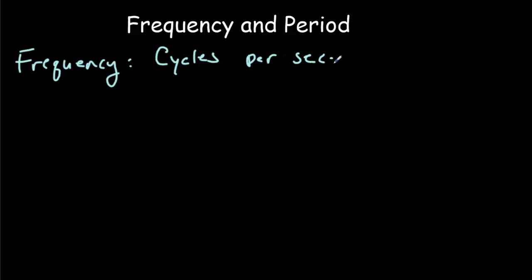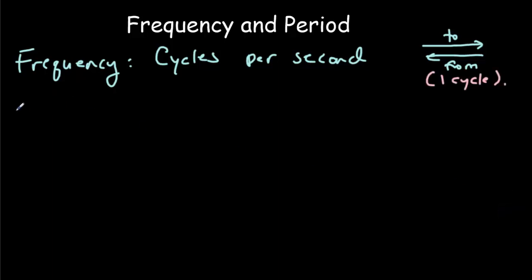Now perhaps the two most important quantities to describe an oscillatory motion would be the frequency and the period. The frequency is simply the number of cycles, complete to-fro motions, that our oscillator makes every second. So it's the number of cycles per second. So it's got to be a to followed by a fro motion, so that it comes back to its original place. That would constitute 1 cycle. And the period is the number of seconds it takes for 1 cycle.